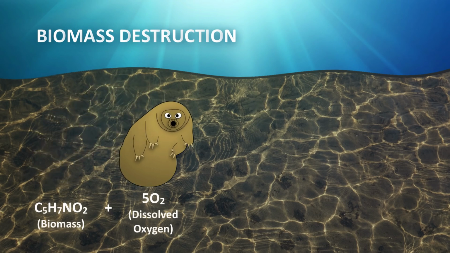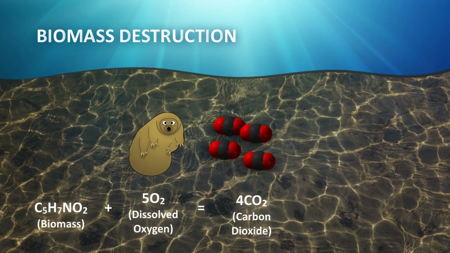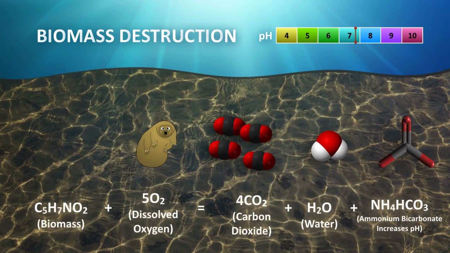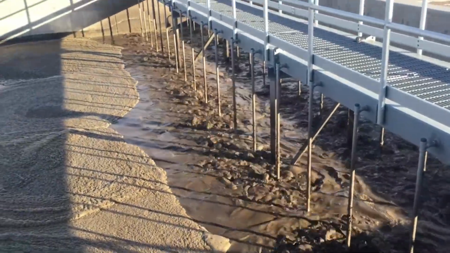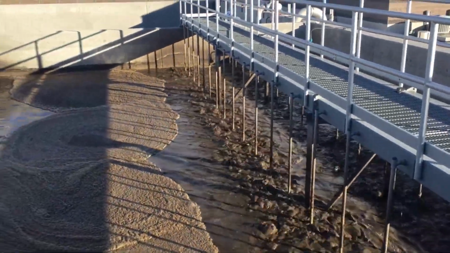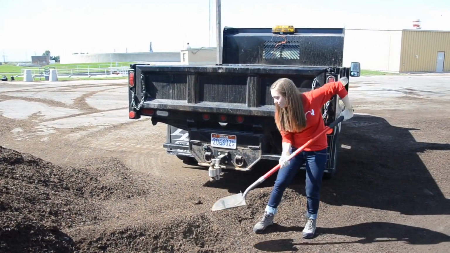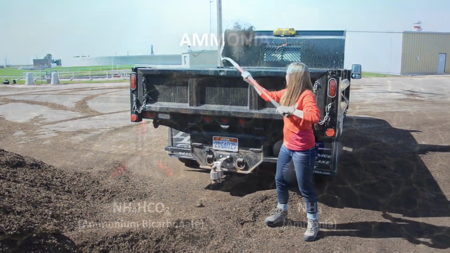When the protoplasm is oxidized, it is reduced to carbon dioxide, water, and ammonium bicarbonate. This reaction describes how volatile solids reduction occurs in an aerobic digestion system. Essentially, under these conditions, the bugs will eat themselves, which means you need to haul less of them off.